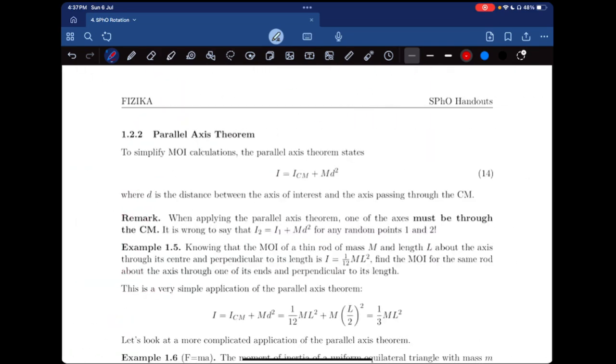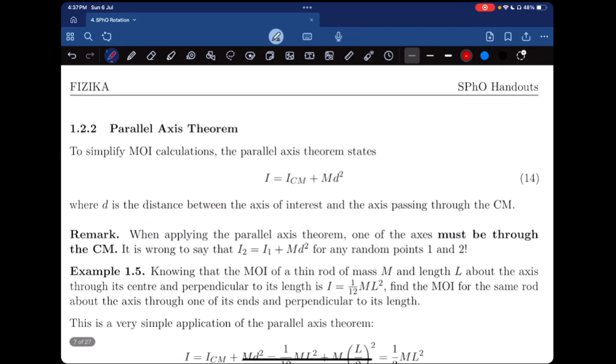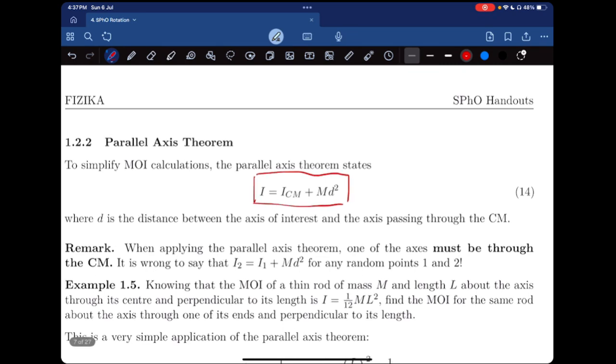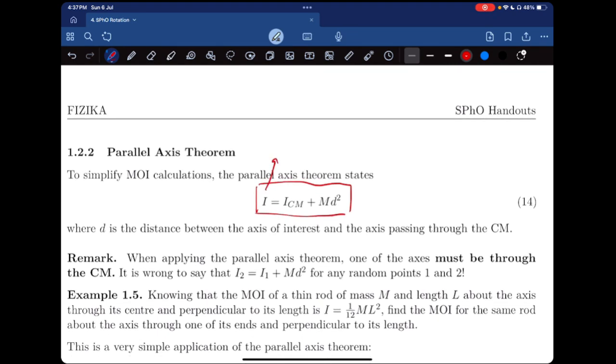Now, we go into the parallel axis theorem, which is a way we can simplify MOI calculations. This theorem is simple. It just states this. And you have basically 2 points here. Some random point of interest.